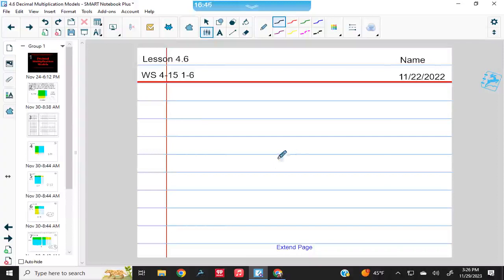All right, tomorrow we will dive into decimals, multiplication with decimals without these pictures.